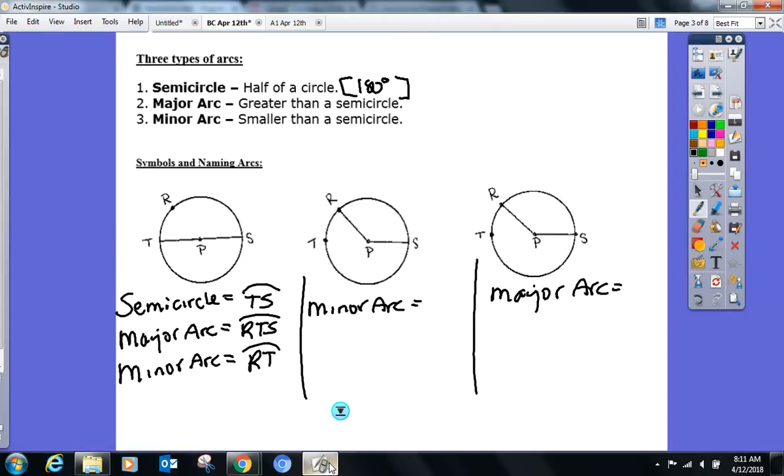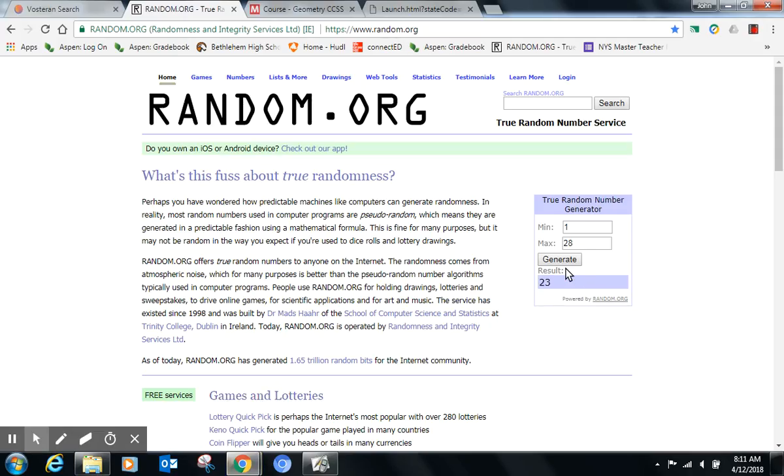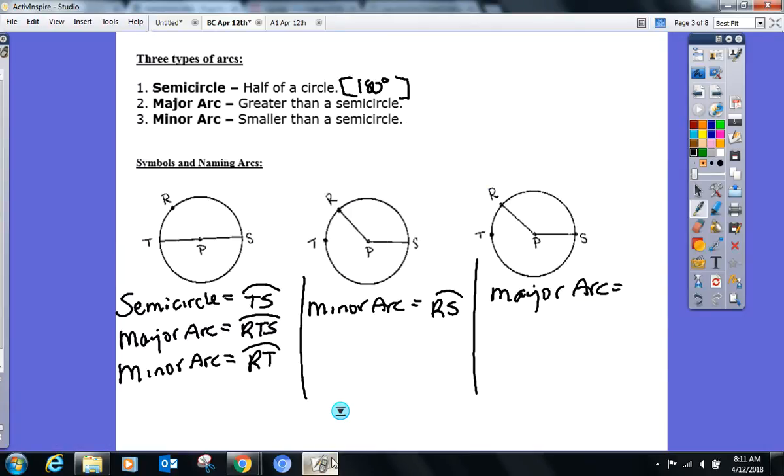Have a minor arc for me? RS. Anybody have RT, TR? That's fine. Okay. How about a major arc now? A major arc. Hey, what do you got for me? Major arc? RTS, yep. Or STR, it doesn't matter the order you put it in.